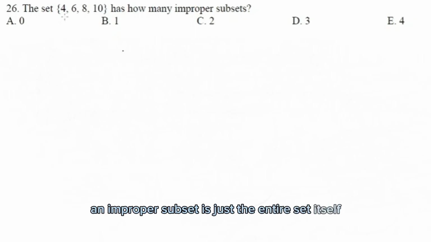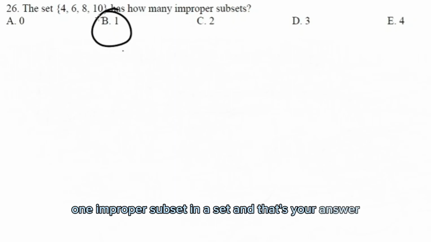Next, the set 4, 6, 8, 10 has how many improper subsets? Alright, this might seem like a very hard problem, but it's actually very simple. An improper subset is just the entire set itself. So that means you can only have one improper subset in a set, and that's your answer.